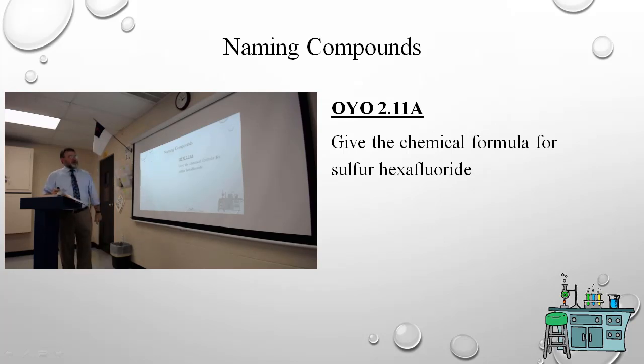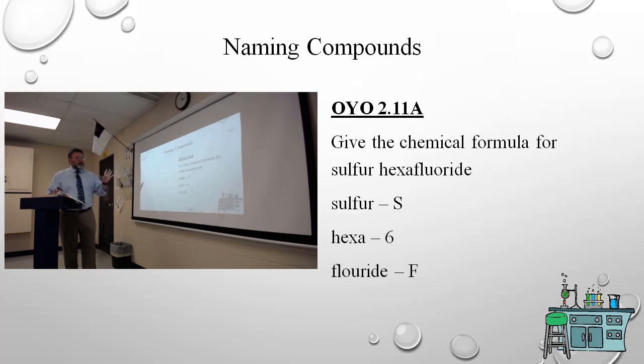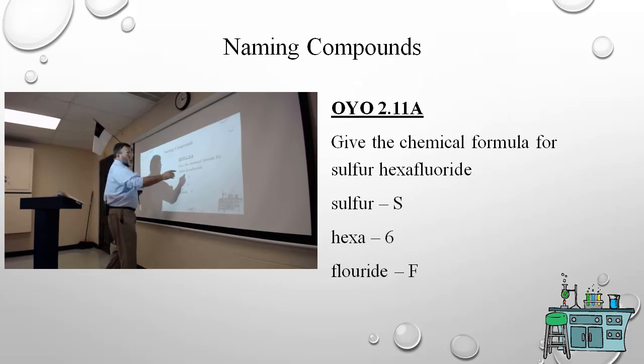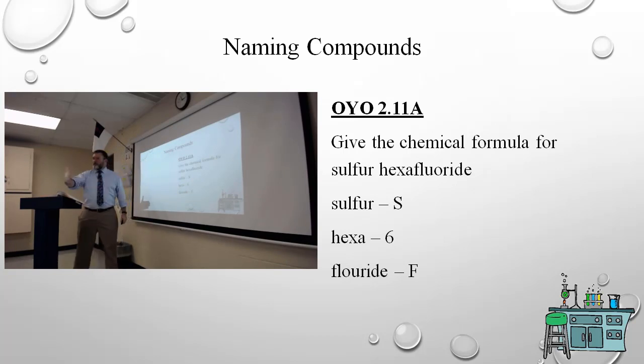So sulfur hexafluoride. S, of course, is the symbol for sulfur. Hexa is a prefix for 6. And fluoride is the ide name for the chemical fluorine. The symbol is F. And so I have 1 sulfur, 6 fluorine. How would I write that out? It becomes SF6.